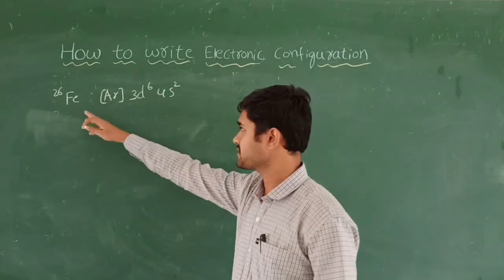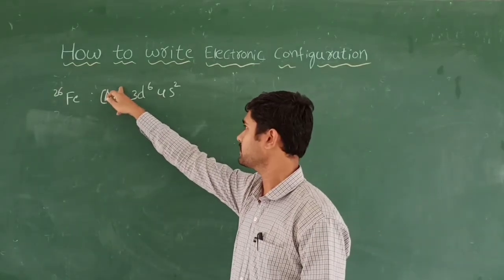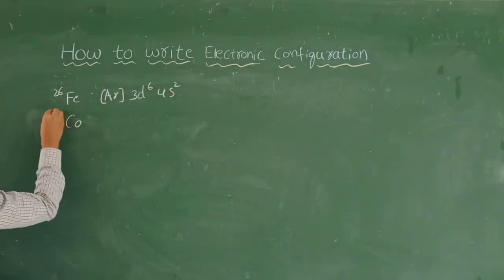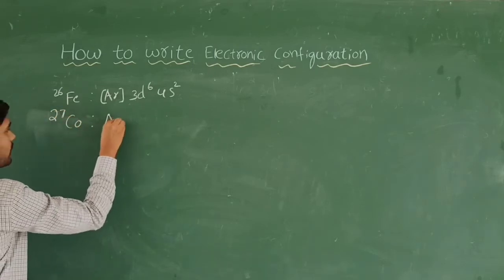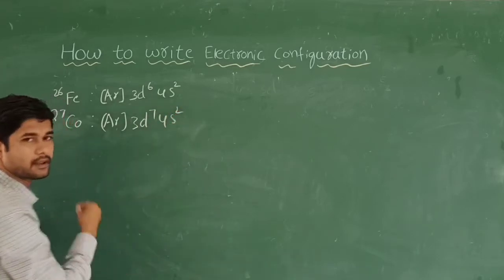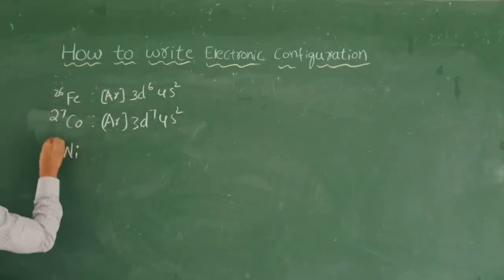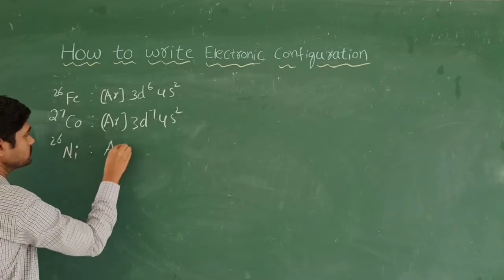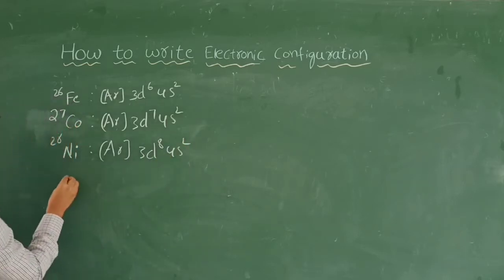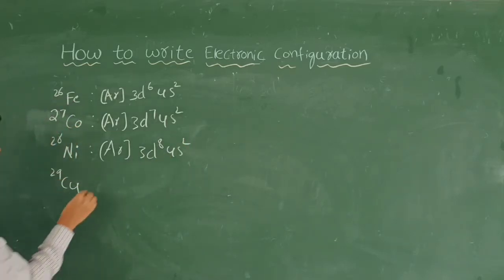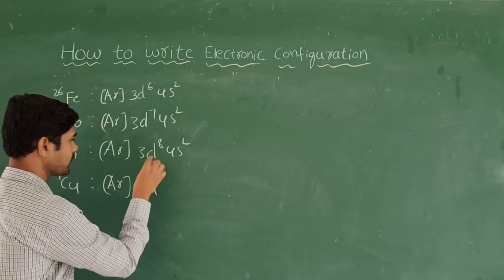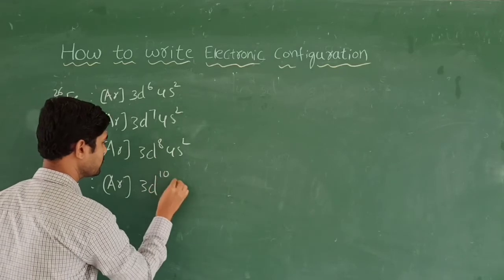Next, continue the elements. The iron, this is atomic number 26. So argon, 18 plus 2, 20, 20 plus 6, 26. Next, cobalt, atomic number 27. Similarly, I am going to write argon 3d7 4s2. Next, nickel 28, so here argon 3d8 4s2. But in copper we are going to find the exception case.